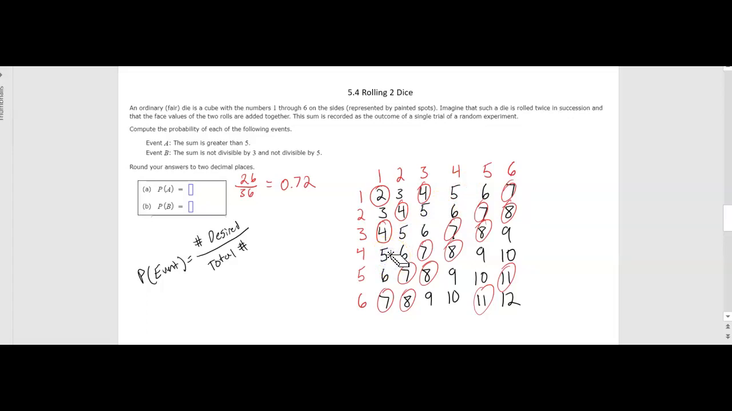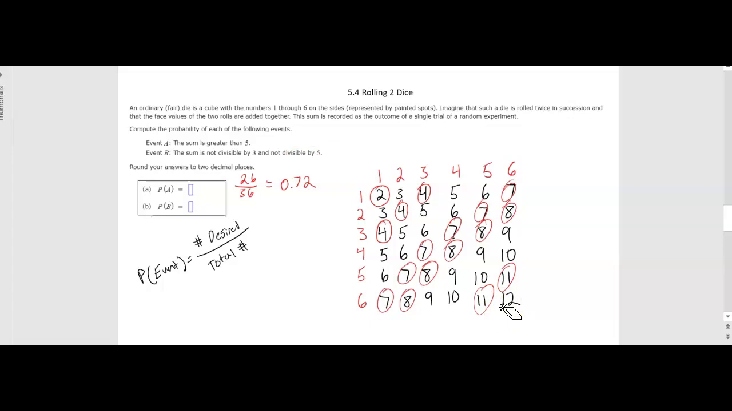Okay, so now we're left over with all of the numbers that are not divisible by 3, and they're also not divisible by 5. So the reason that 3 is not in there is because 3 is divisible by 3. The reason that 5 is not in there is because 5 is divisible by 5. 6 is divisible by 3. 9 is divisible by 3. 10 is divisible by 5. 12 is divisible by 3. So we're left with just 2, 4, 7, 8, and 11.